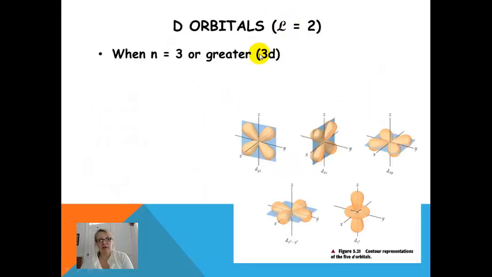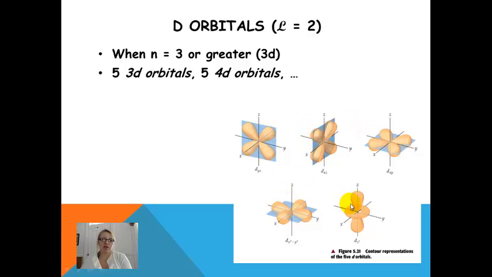D orbitals are when L equals 2. And remember, there's only 3d and above, so you can't have a 2d or a 1d. D orbitals are clover shaped, except for this exception right here. There's 5 3d orbitals, 5 4d orbitals, so 1, 2, 3, 4, 5. So ML would be -2, -1, 0, 1, 2. ML tells you which one they're in.